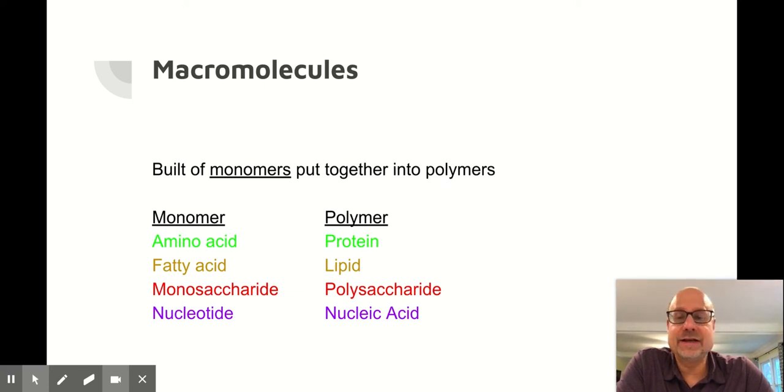Now you're going to need to know these monomers, these polymers, and which monomer goes with which polymer, because on the SOL and other major tests, it's going to come up every time. You're going to need to fill out a chart like the one you see on the notes here, time after time.